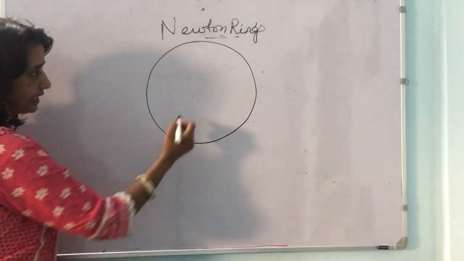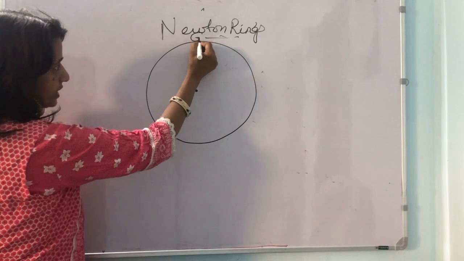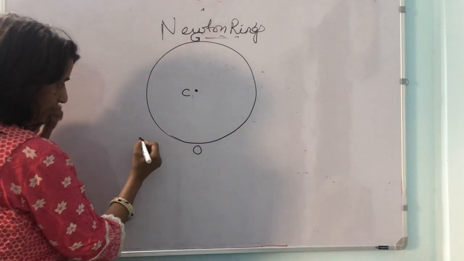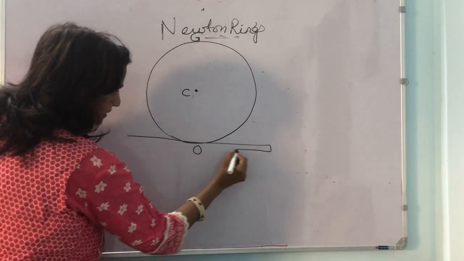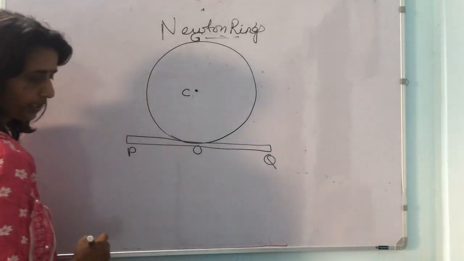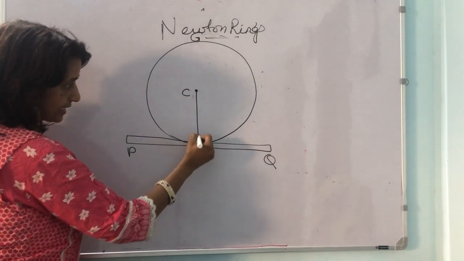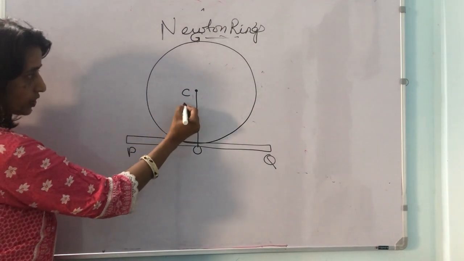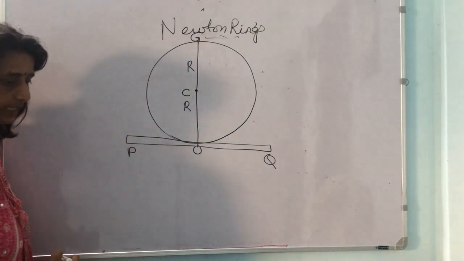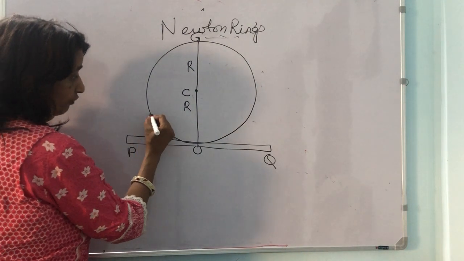This is the circle. It has its center at C, and suppose this point is G and this point is O, and this is my plain glass plate, POQ. Now the distance from the center of the circle to here will be the radius of this circle. The same goes here, radius of the circle. But for the Newton ring experiment, the air film is of wedge shape.